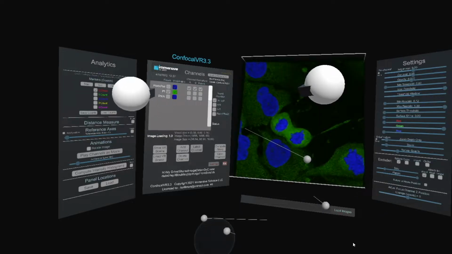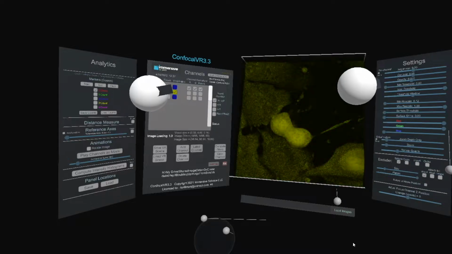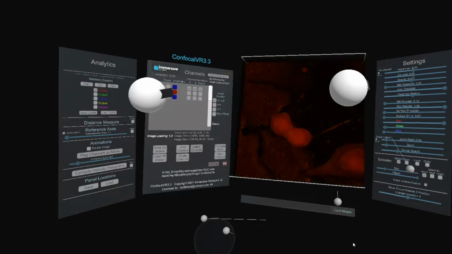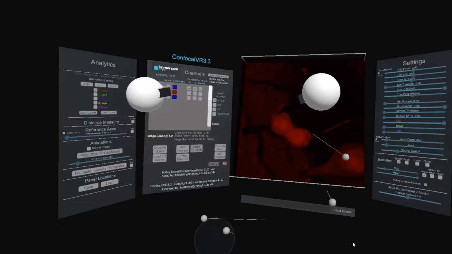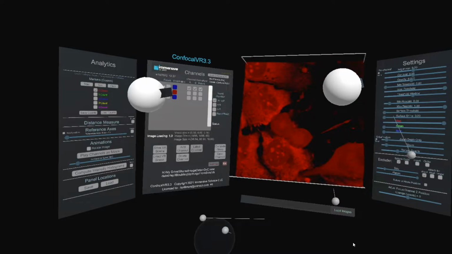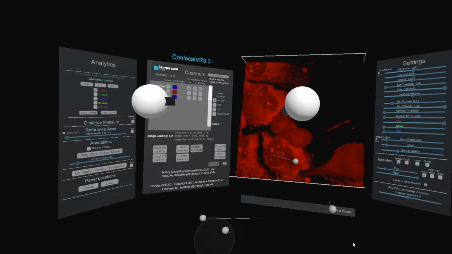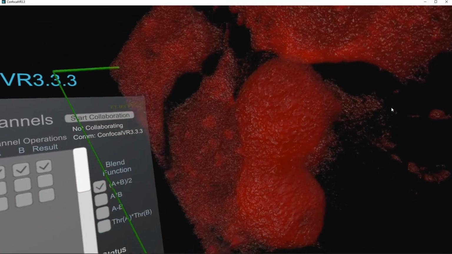So I go to the next channel, that's propidium iodide. That's binding the DNA and the RNA, so you see it both in the nucleus and in the cytoplasm. I also reduce noise a bit. And you nicely see the nucleoli that are these spots here in the nucleus.